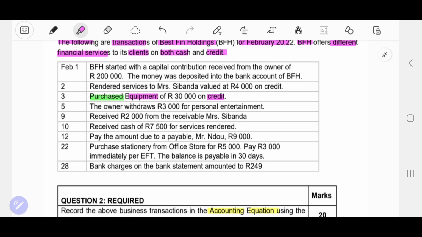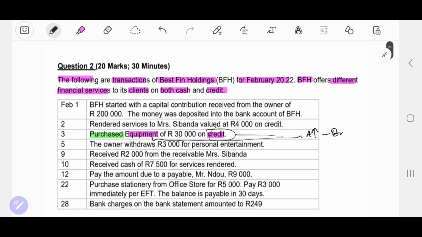And so here we purchased equipment, and this equipment that was purchased is an asset. So if you buy an asset, it means that you are increasing the value of your assets, and assets increase on the debit side. This asset was bought, however, on credit. It means that we are increasing our liabilities. So we said that liabilities increase on the credit side. Remember, equity and liabilities increase on the opposite side of our assets. If our assets increase on the debit side, equity and liabilities increase on the credit side.